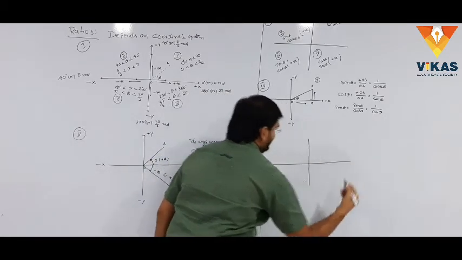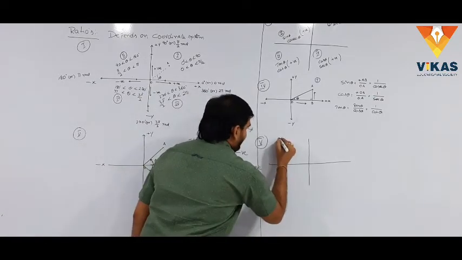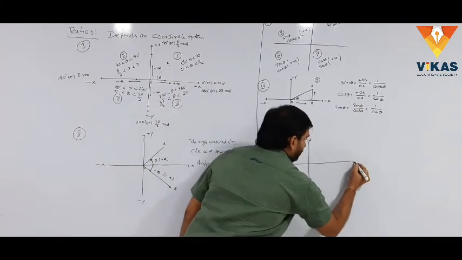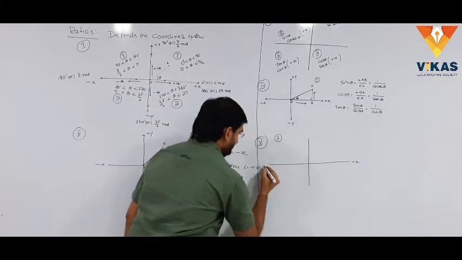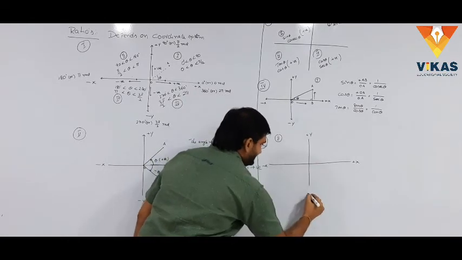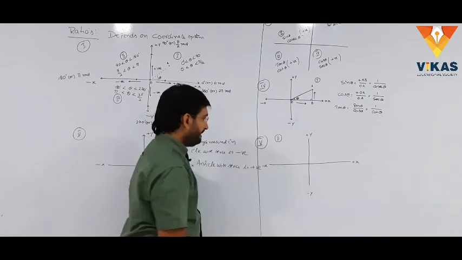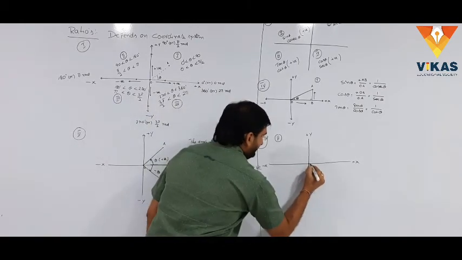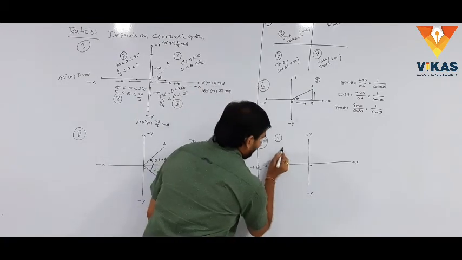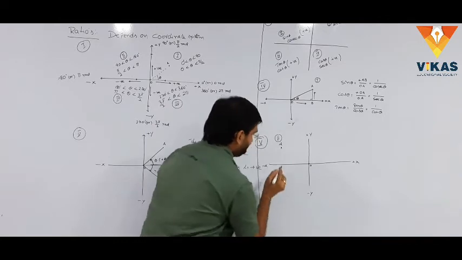I will discuss clear cut information. We take the second quadrant. This is the second quadrant. Positive x-axis, negative x-axis, positive y-axis, negative y-axis. The intersecting point is the origin. Let us consider a point A.